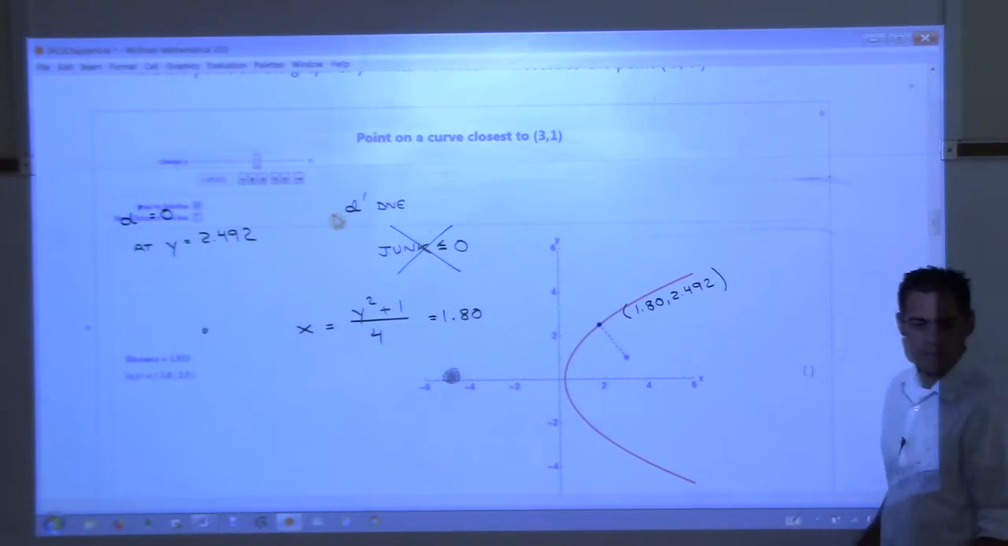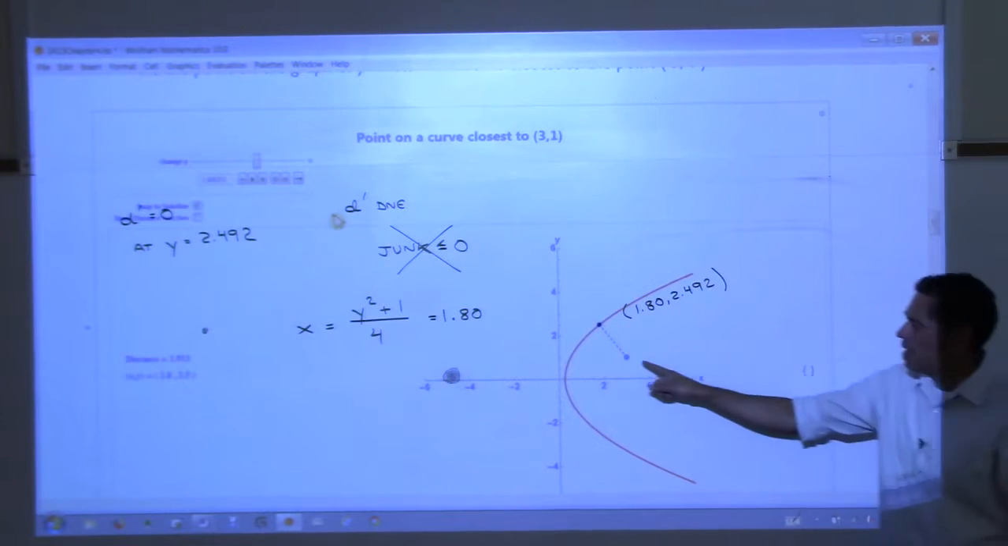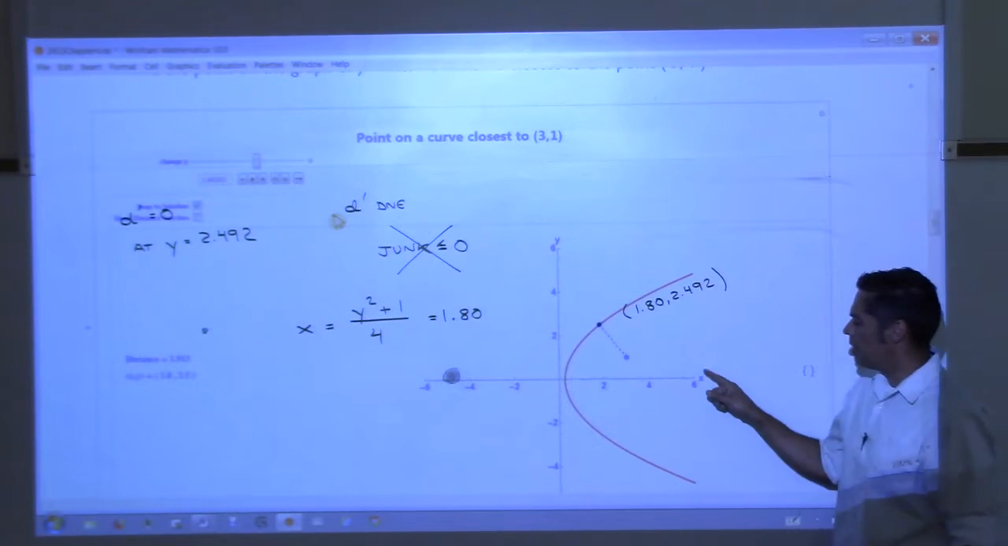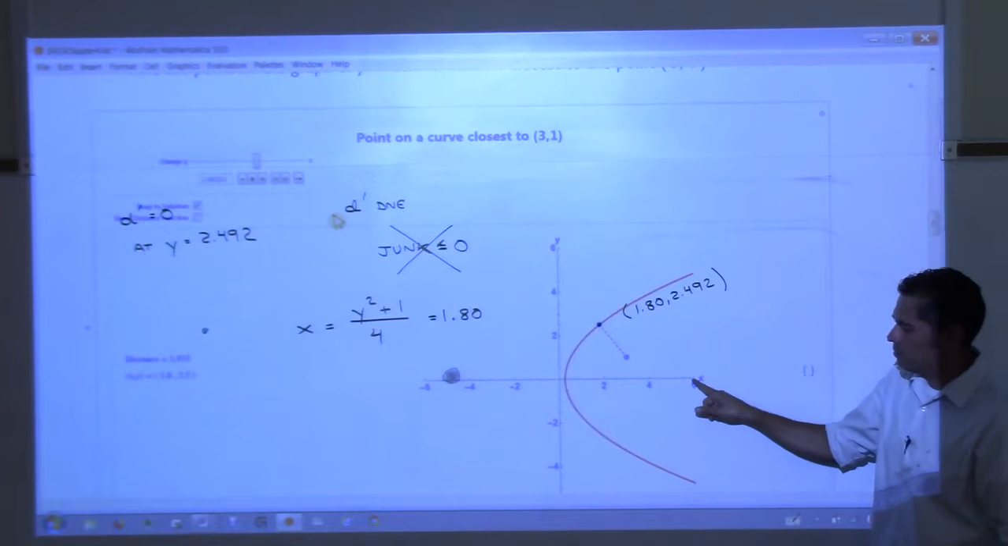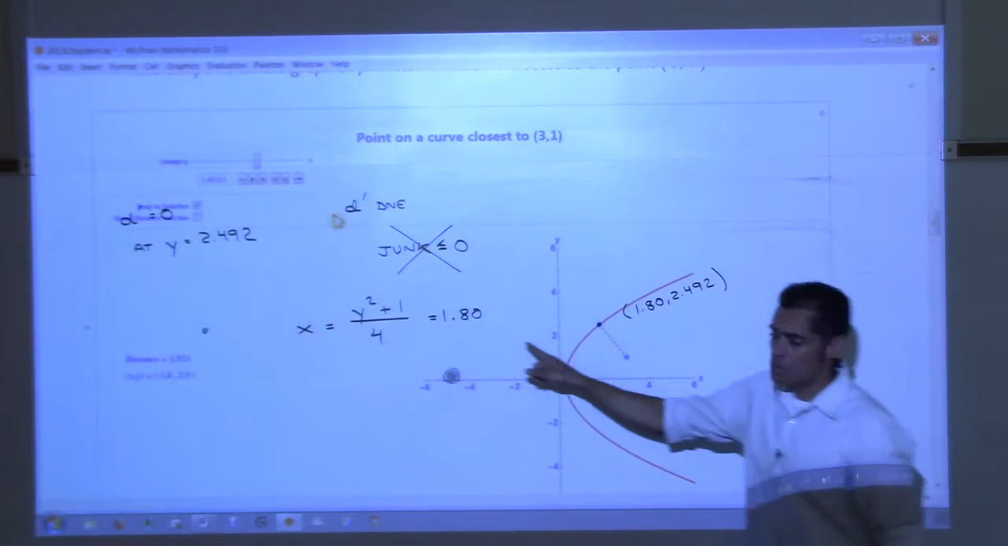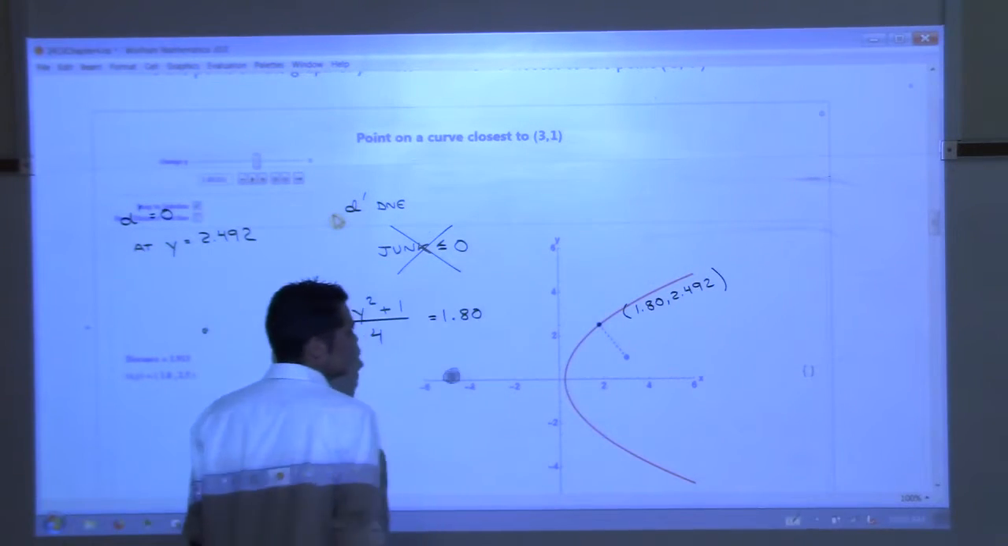We can do that for any point. You could have done that for any point. (3,1), you could have come out here, (6,2)... On the other side of the graph? Pardon? Oh yeah, you could do it on the other side. Absolutely. Yep.